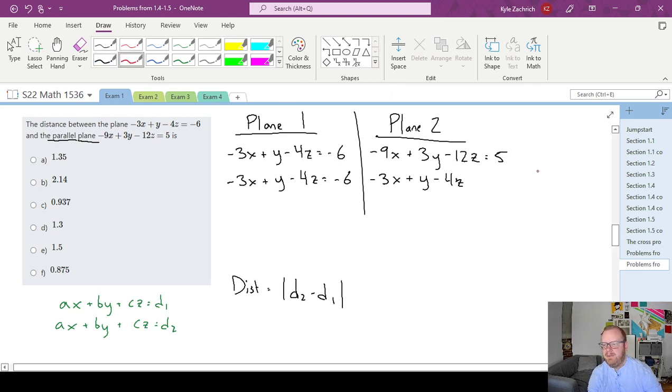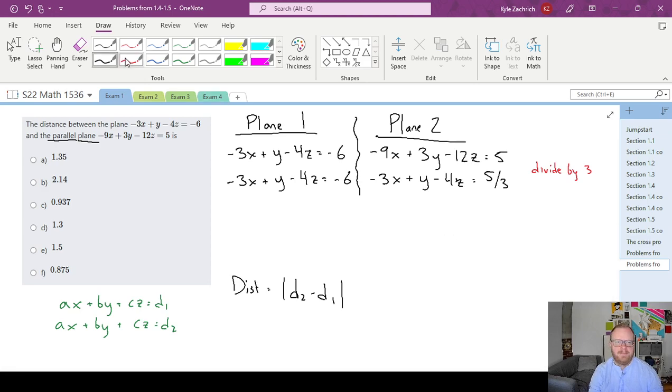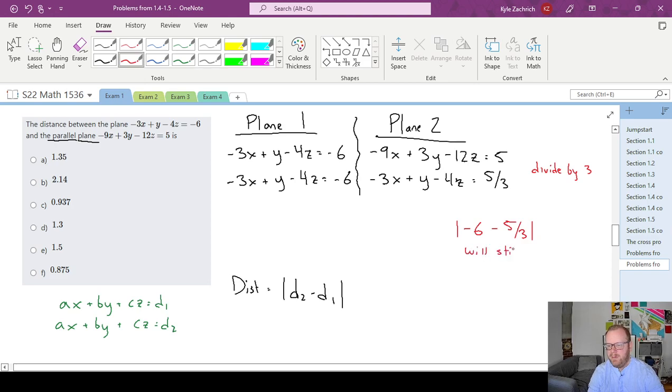So I'll just say what I'm doing here. If I divide by 3, that's going to be 5/3. Okay? So now I'm matching up. Even if I decide to use this D2 and D1 here, I'll just put a cautionary note: this absolute value of negative 6 minus 5/3 will still not work.